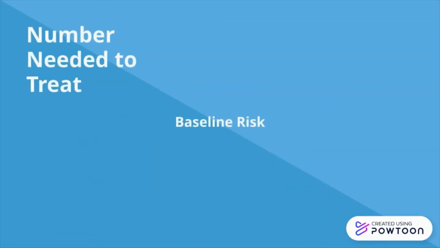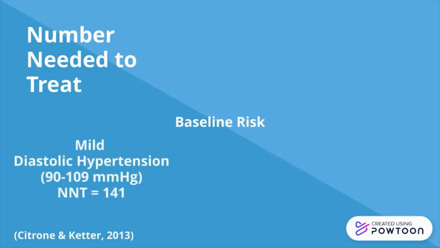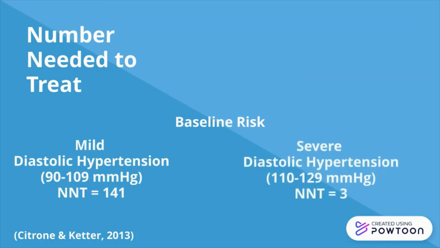The baseline risk or the severity of the condition is another consideration. Take blood pressure, for example. The NNT to prevent 1 death, stroke, or myocardial infarction in a 5-year period has an NNT of 141 for mild hypertension, but has an NNT of 3 for severe hypertension.